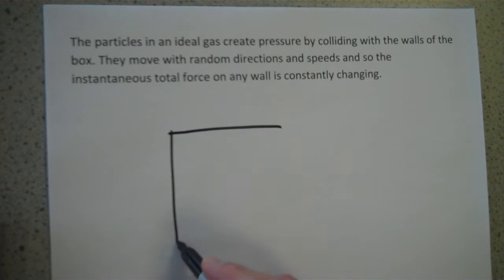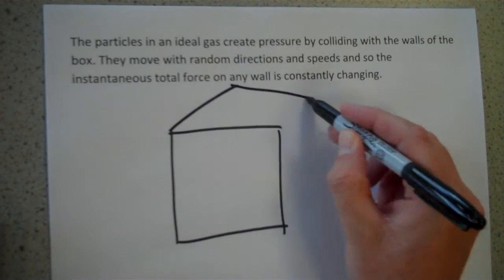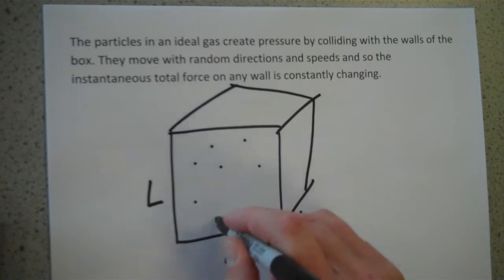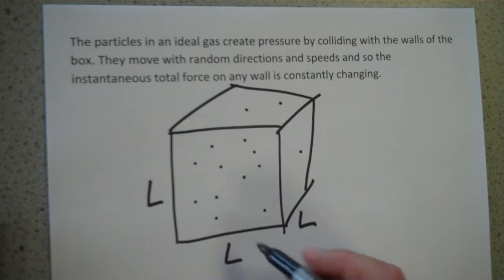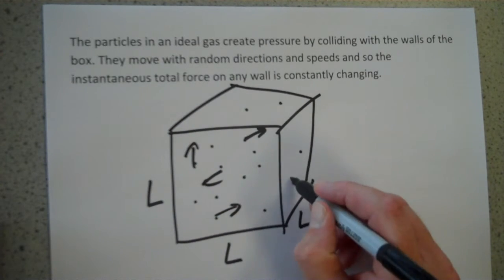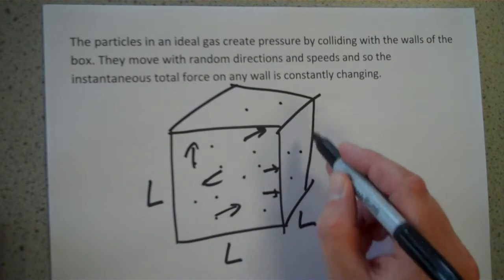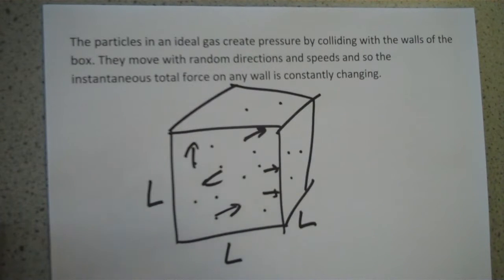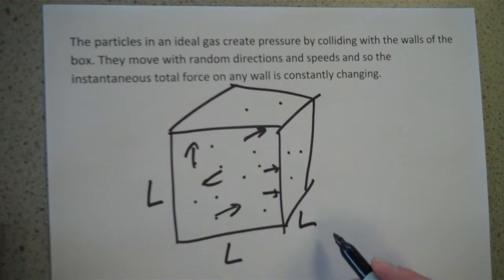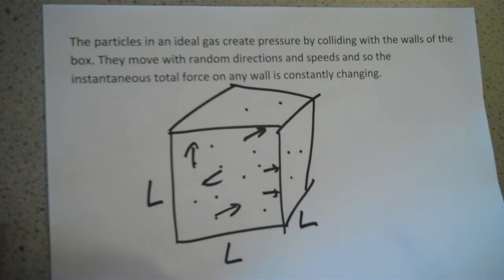So we've got a box like so. Dimensions are all L, and it's full with these molecules of an ideal gas all whizzing around, random speeds, random motions, and some of them are colliding with this face here. The instantaneous total force on any wall is constantly changing because you've got billions of them, and at any one instant in time there are different numbers colliding with the wall.